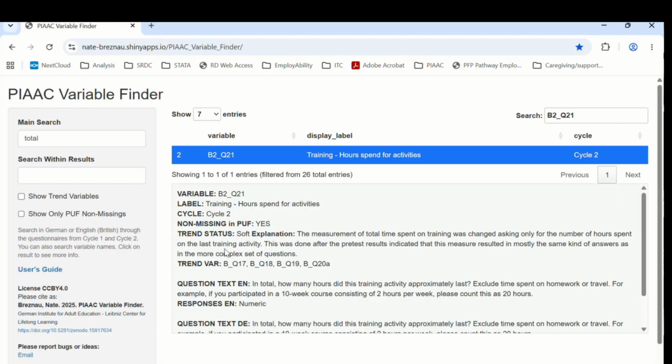So this will give you the corresponding variable name across cycles.